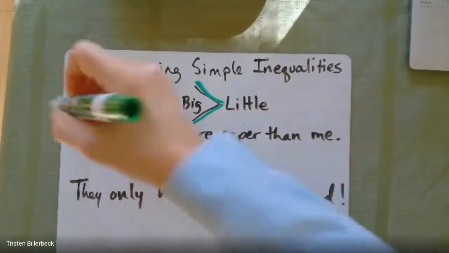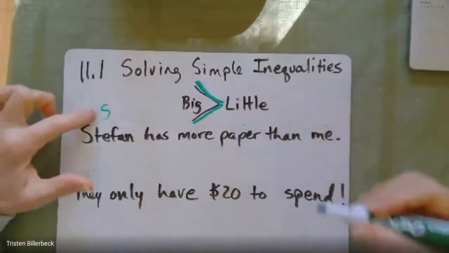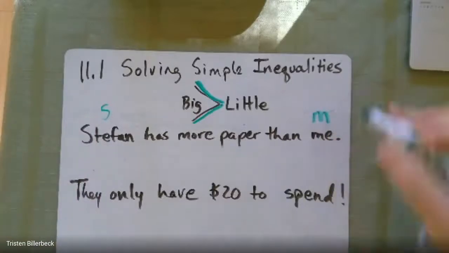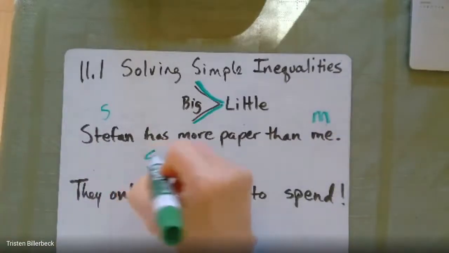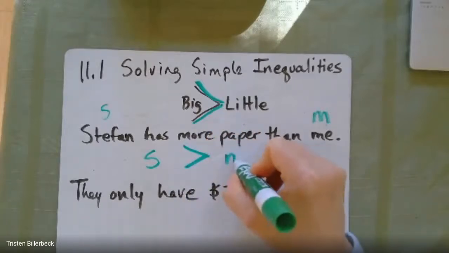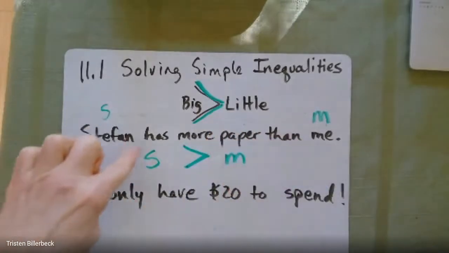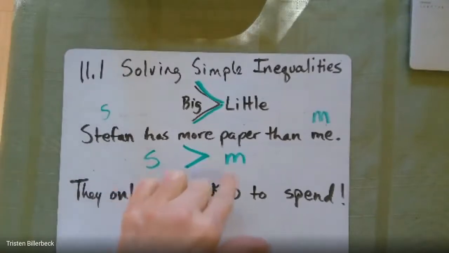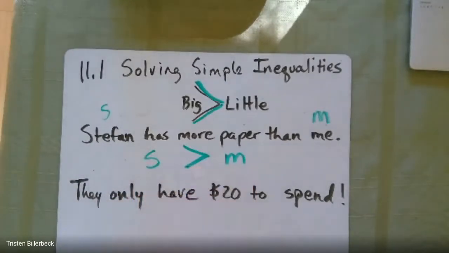Okay, so let's look at Stefan has more paper than me. Lucky Stefan. So we're going to call Stefan S and me M. So if Stefan has more means this than me. So Stefan has more paper than me. That's what we would say with our lovely math shorthand.